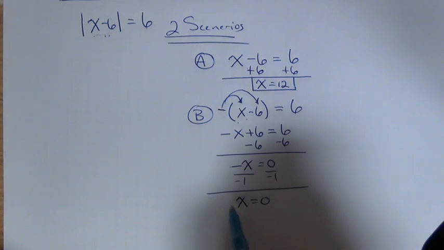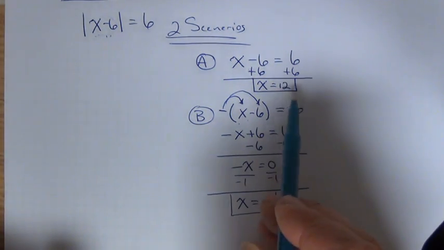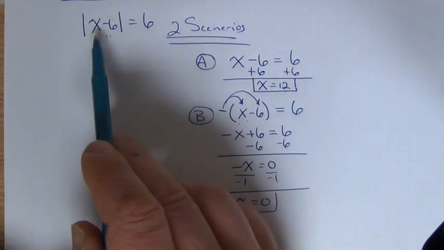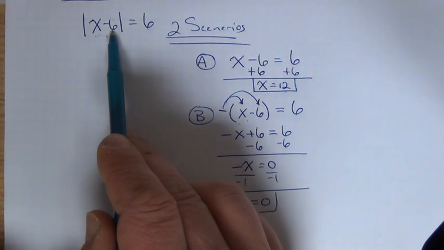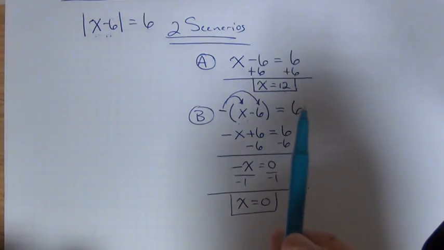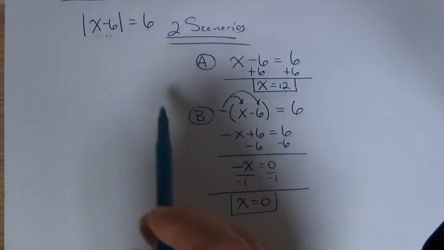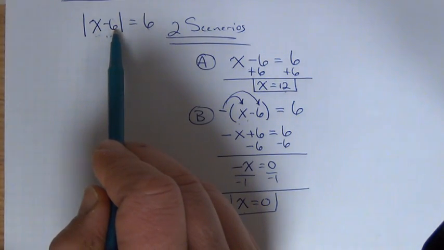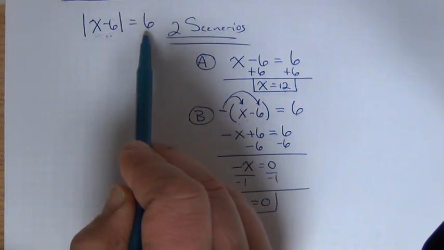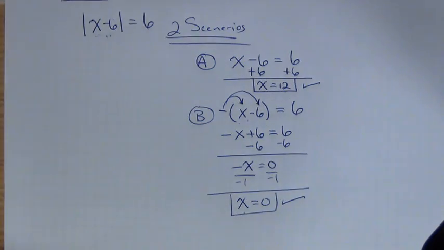Now I'm going to go up and verify that both of these are solutions to my original equation. If I plug in 12, 12 subtract 6 is 6. The absolute value of 6 is 6. The other option I had down here was x equals 0. 0 subtract 6 is negative 6. And the absolute value of negative 6 is 6. Both of these things check out.